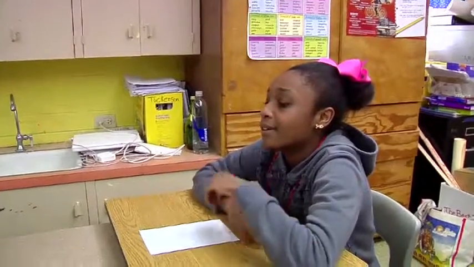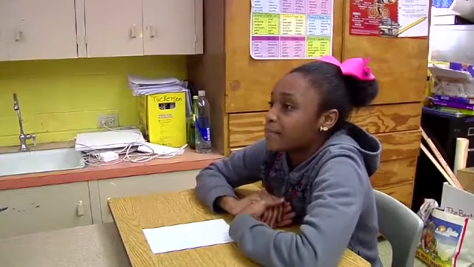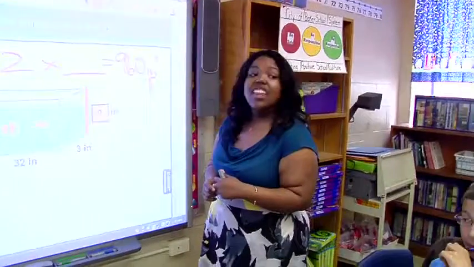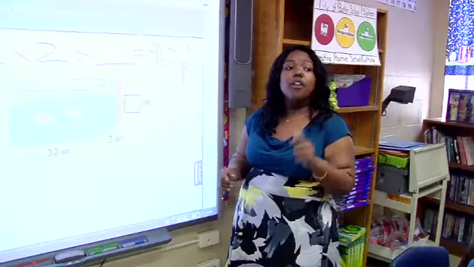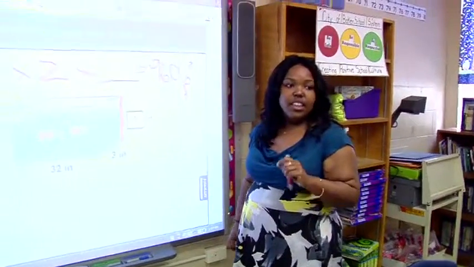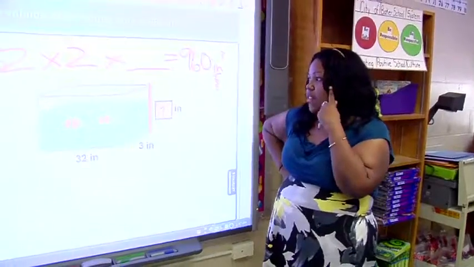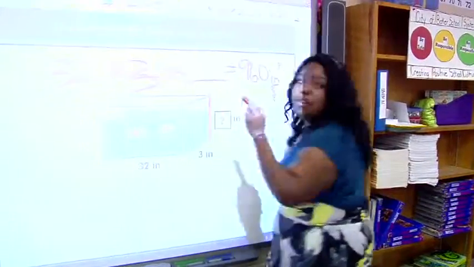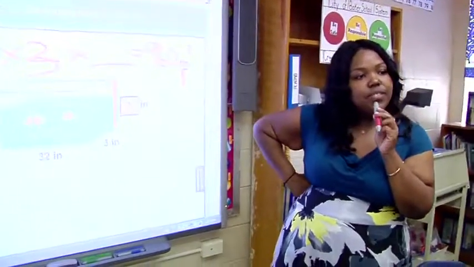Now, what do I have to do to figure this out? Multiply the length times the width. Thank you for identifying what they are. Good. You multiply the length times the width. So what are you multiplying? What numbers? 32 times 3. What's 32 times 3? Oh, look at how I've just written this wrong. What's 32 times 3? 96.